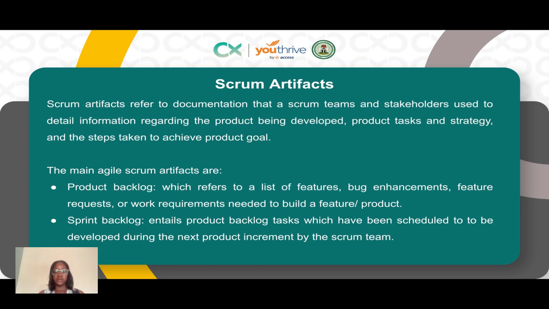Sprint backlog is also a Scrum artifact, and it entails the product backlog tasks which have been scheduled to be developed during the next product increment by the Scrum team. Essentially, when you have your product backlog, which is your holistic list of features, the sprint backlog is like a subset of the product backlog where you identify which features are going next after a sprint session, and you put them on a sprint backlog. And the Scrum team is just aware that at the end of this sprint session, these are the features that we are starting the next sprint with.